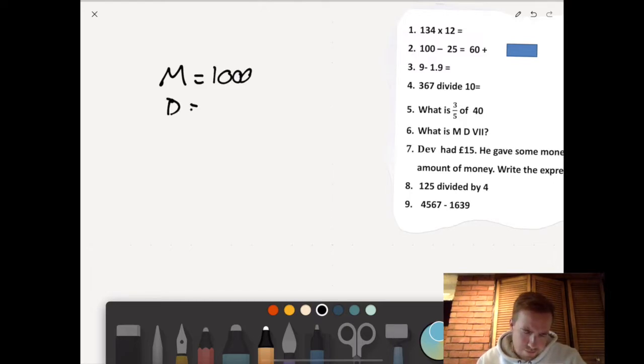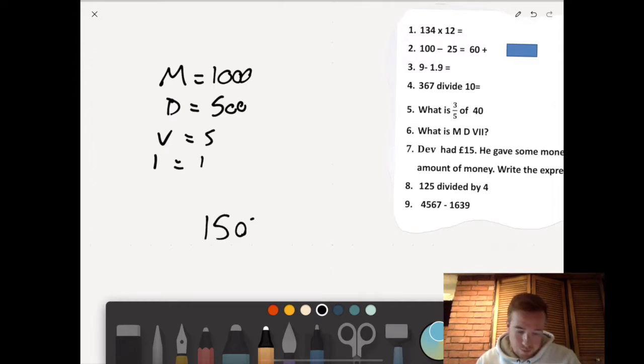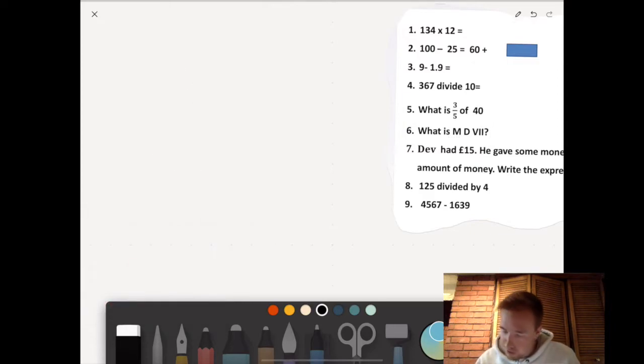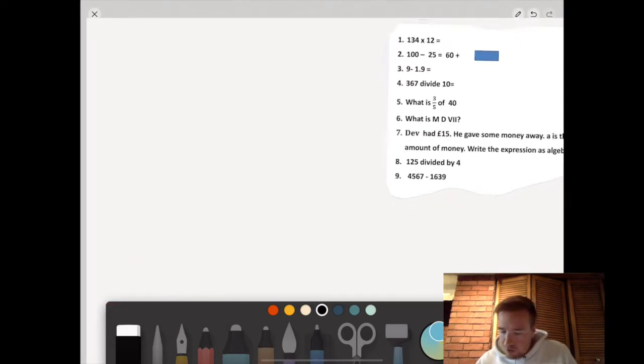D is 500. V is 5 and I is 1. So it's 1,507, because the VII is 7, you've got 1,507 altogether. Whizzing through them today. Okay, let me just zoom in on this one.